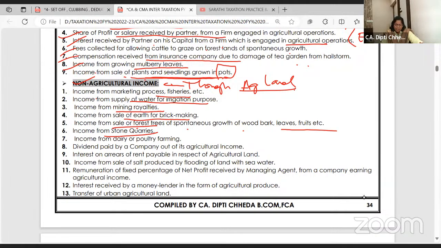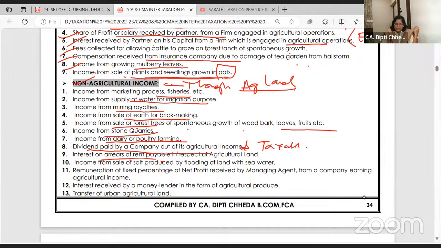Commercial activity. Income from dairy and poultry farms. Dividend from an agricultural company: the company is doing agricultural activity, so the company's income is exempt. Just because you are a shareholder and getting dividend, can you say I am the owner of the company, so exempt my dividend? Not at all, this will be fully taxable.